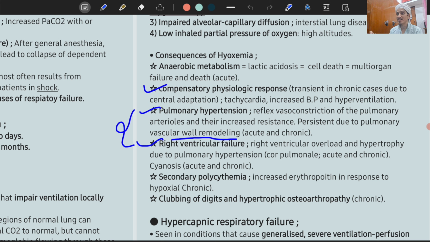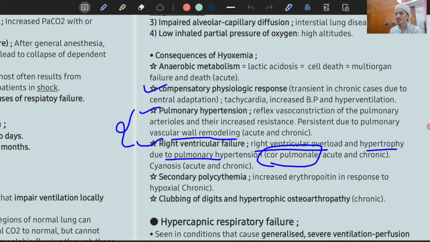That is understood. But when the disease is chronic, like in COPD or in pulmonary arterial hypertension, there will be fibrosis of the pulmonary arterioles. So that will cause secondary pulmonary hypertension and right ventricular overload, hypertrophy of the right ventricle due to the pulmonary hypertension, and that will cause cor pulmonale.